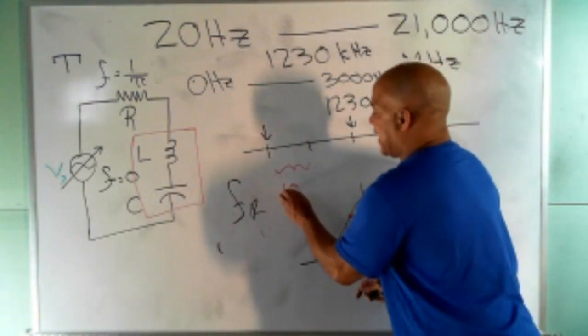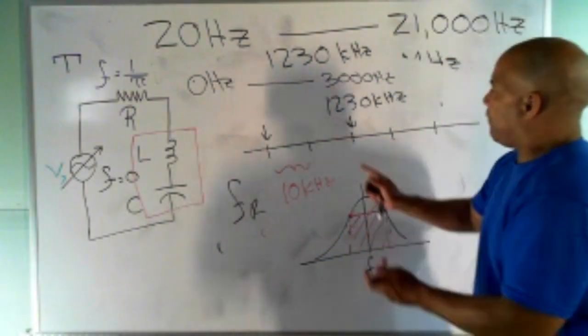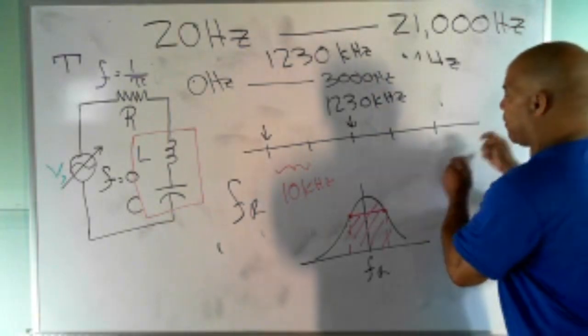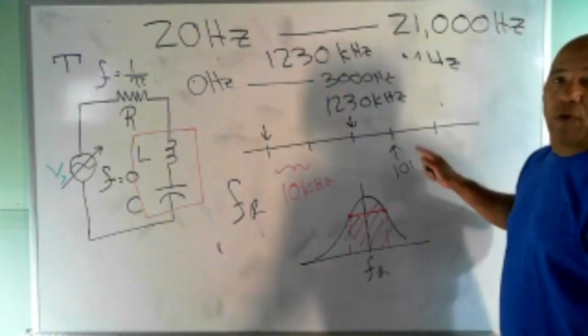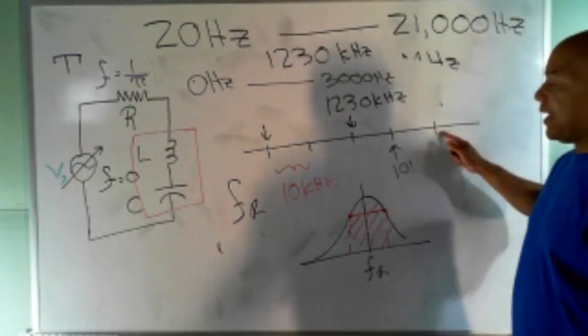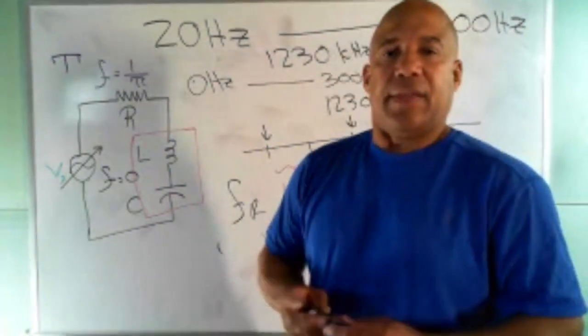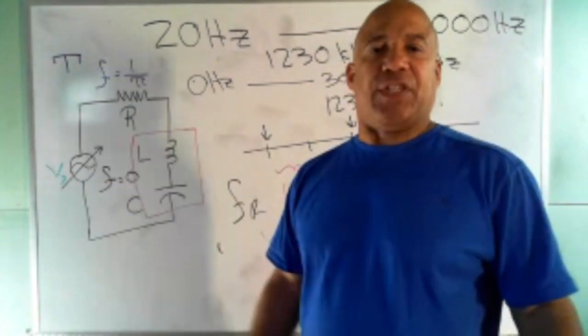Well, the FCC put these stations 10 kilohertz apart. So if I go from 1230 up to 1240, that's another station right here. 10 kilohertz up from that is 1240. That's the next station. And then up from there by 10 kilohertz. So the FCC set the bandwidth between AM stations to be 10 kilohertz.